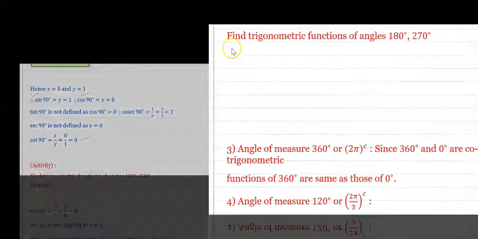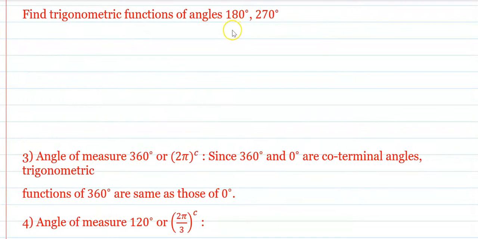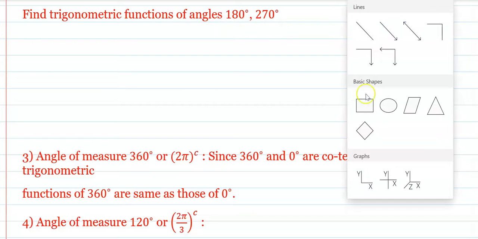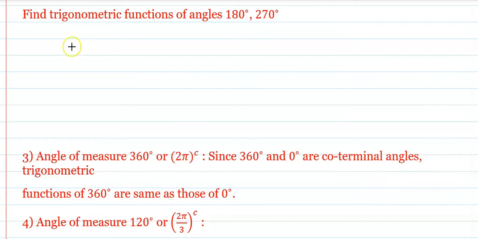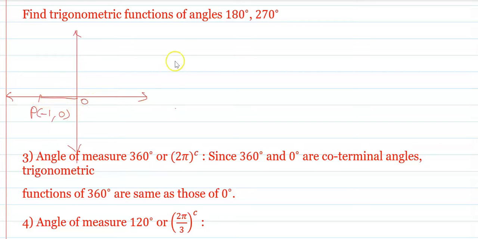Next, इथे activity दिली त्याने. Find the trigonometric functions of the angles 180 and 270. Now see here, the coordinate geometry. Okay, this is the x-axis and this is the y-axis. Angle is 180. The point P lies here. Its coordinate x किती असणार आहे? तर -1 and y is 0. O is the origin.